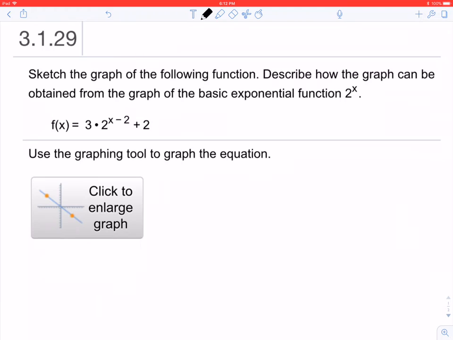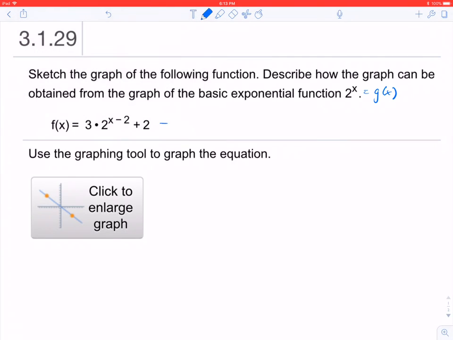So then it says, sketch the following function. Describe how the graph can be attained from the basic exponential function 2 to the power of x. So if this is our function, then let's let this be our parent function or our basic function. We're going to call it g of x. Now, if we can write f of x in terms of g of x, that'll help to see the transformations that are going on.